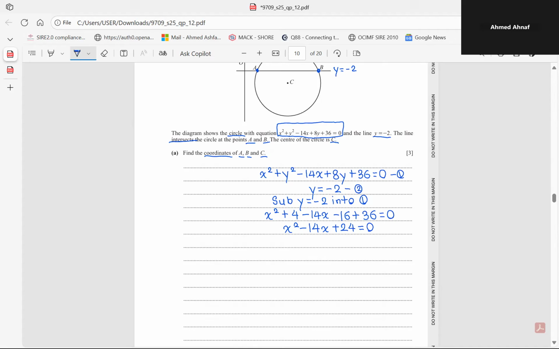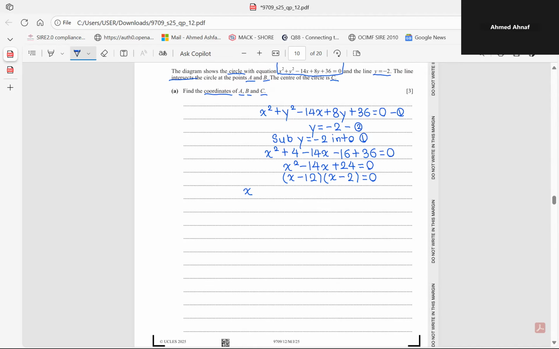So you can again use your quadratic formula or factorize or complete the square, whatever method is most suitable for you. So here again, I'm going to factorize. So you'll get x minus 12 and x minus 2 equals 0. So let's equate each of these factors to 0. So x minus 12 equals 0, so you get x equals 12. And equate x minus 2 equals 0. So you get x equals 2.